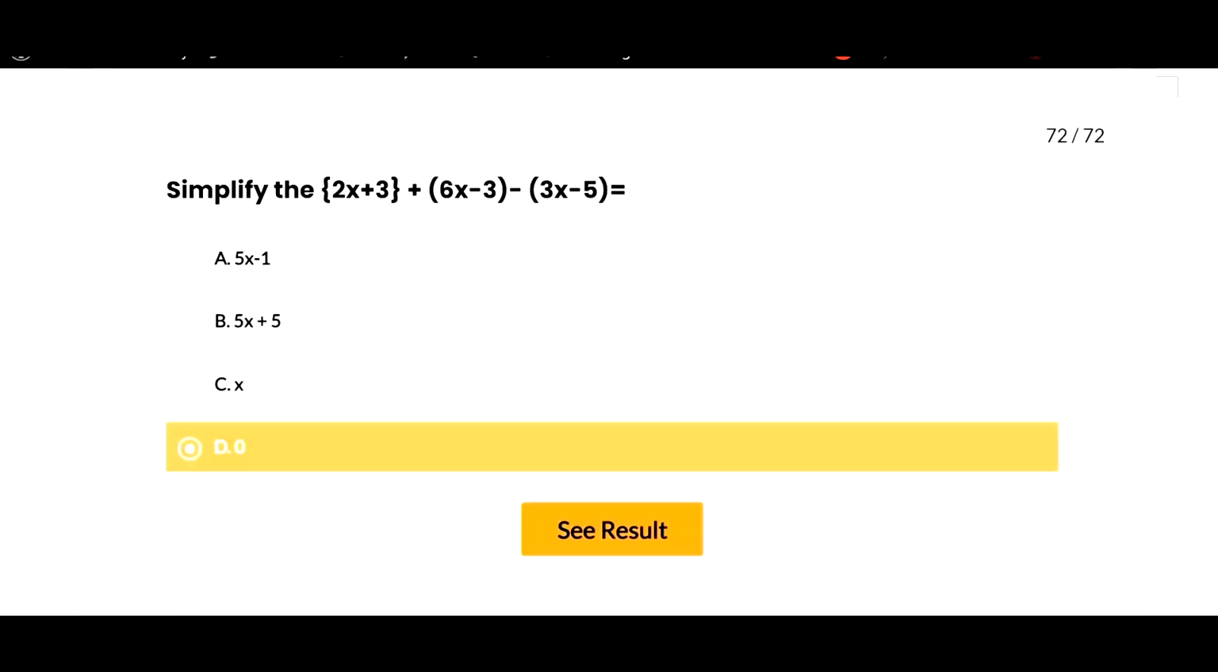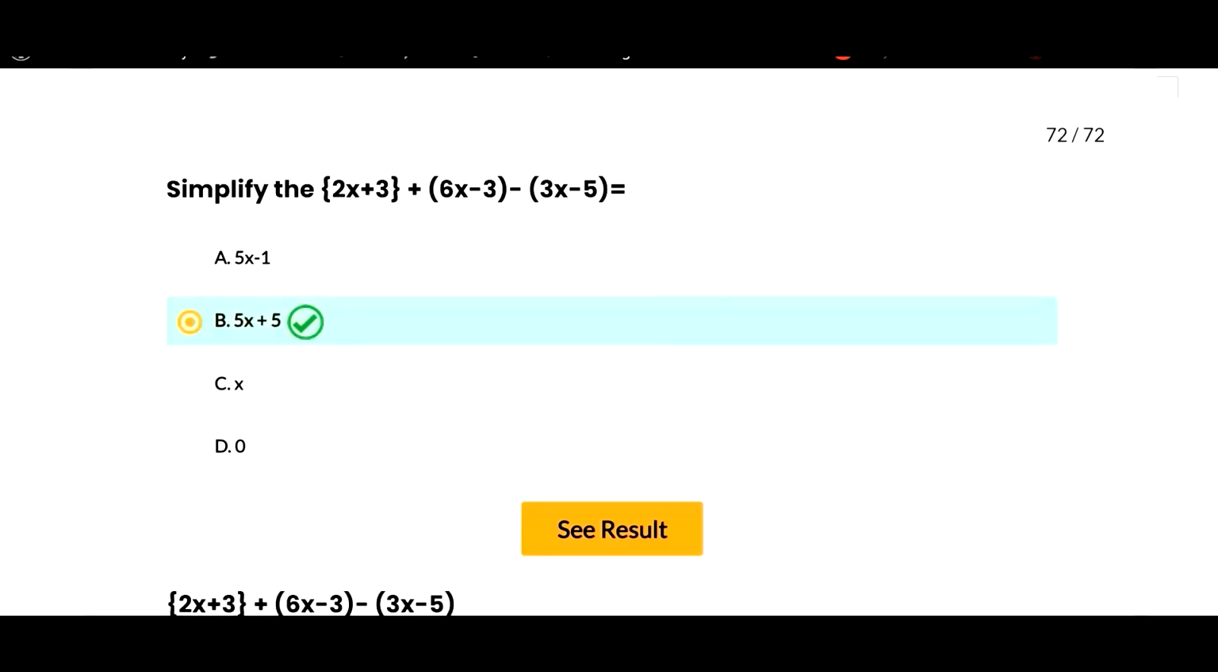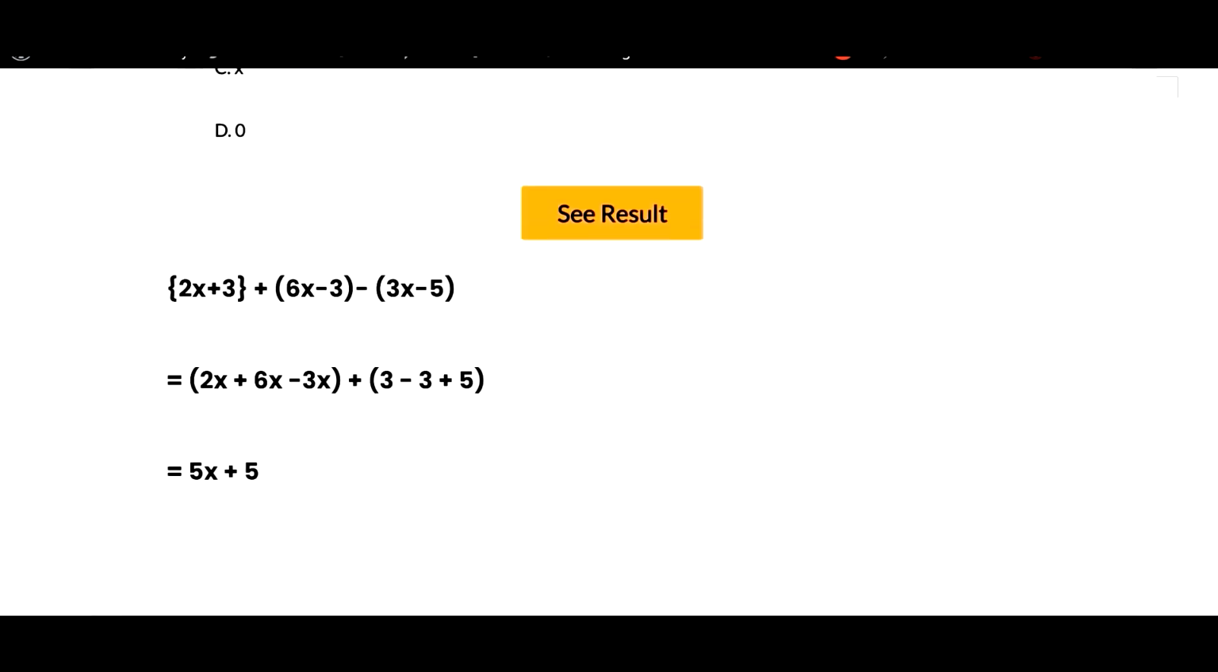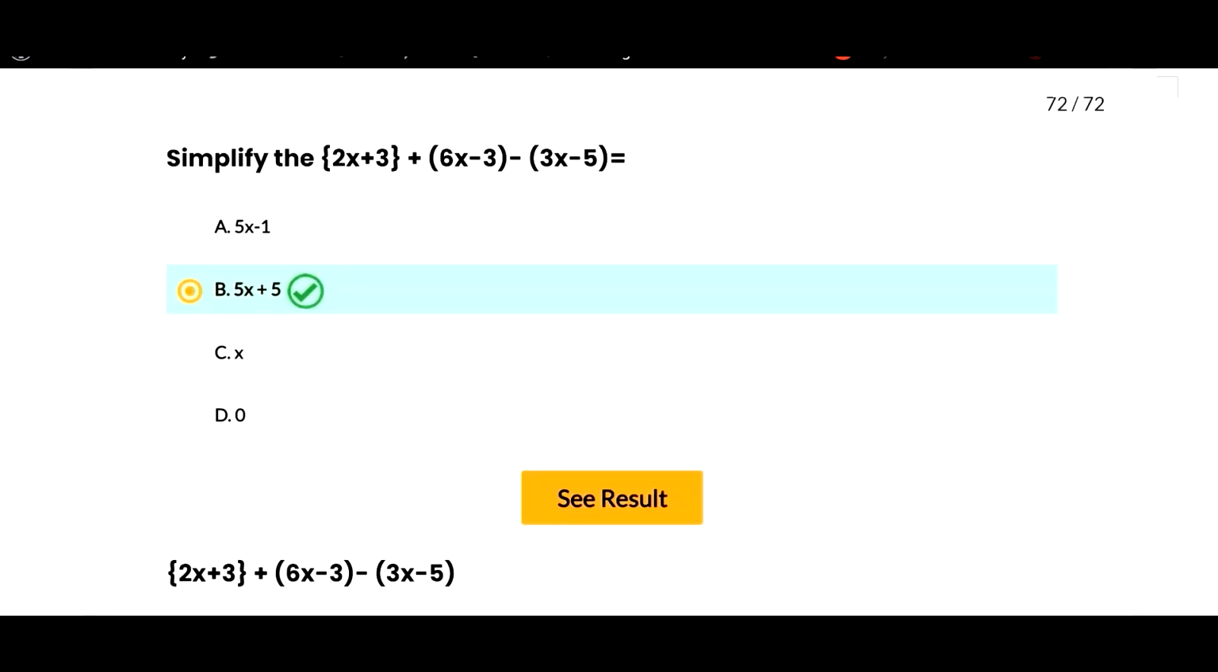So this is the last MCQ. Simplify the 2x plus 3 plus 6x minus 3 minus 3x minus 5 will get 5x plus 5, because by separating the variables 2x plus 6x minus 3x plus the constants 3 minus 3 plus 5 will get 5x plus 5. So here in this MCQ, B option is correct.